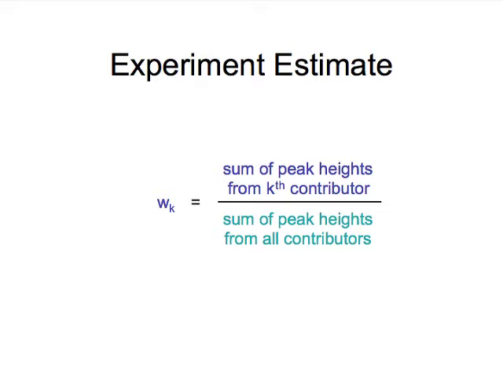That's the numerator. In the denominator, we take all the allelic peaks and all their heights. We add up all those peak heights from all the contributors. That forms the denominator. The ratio of the sum of the peak heights from the kth contributor divided by the sum of the peak heights from all contributors forms an estimate of mixture weight at that locus.